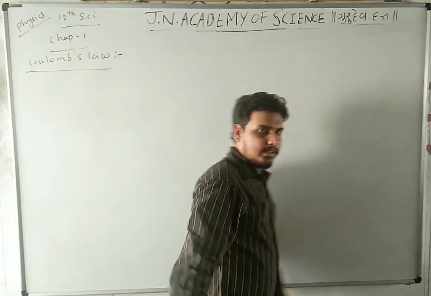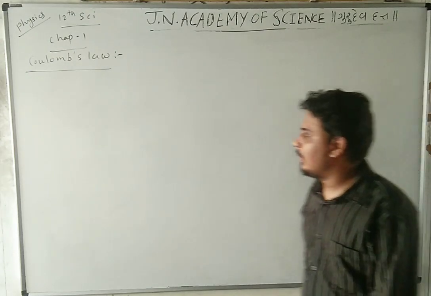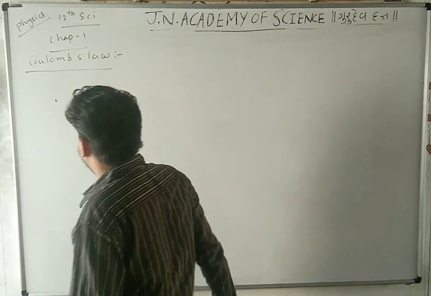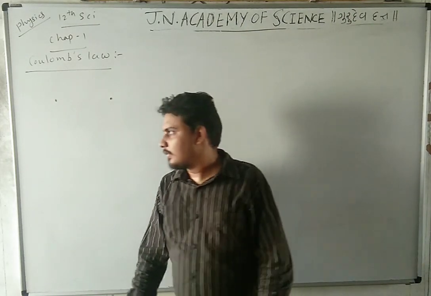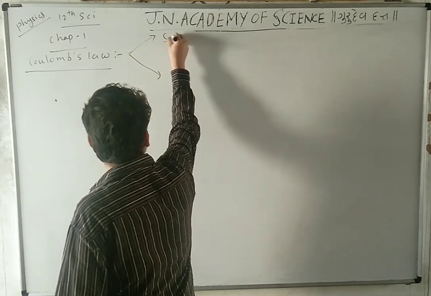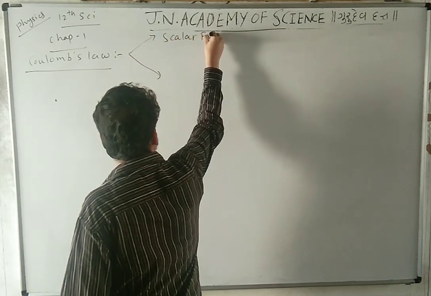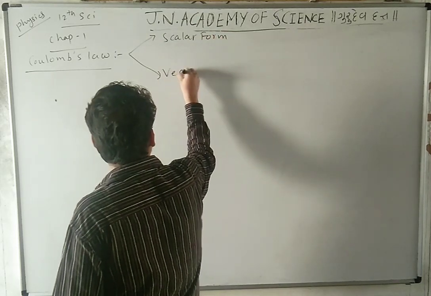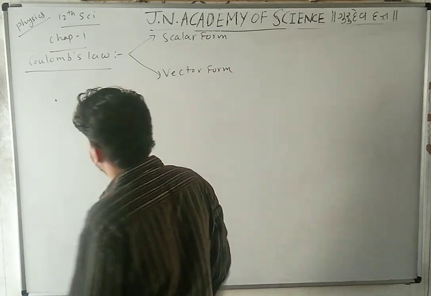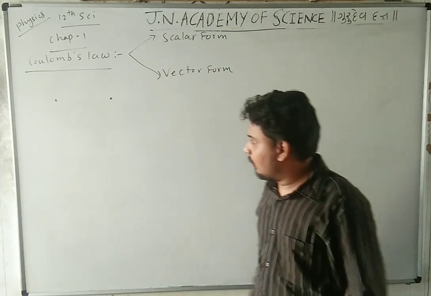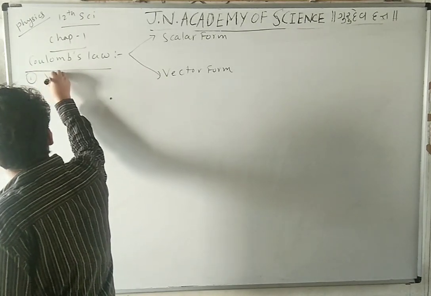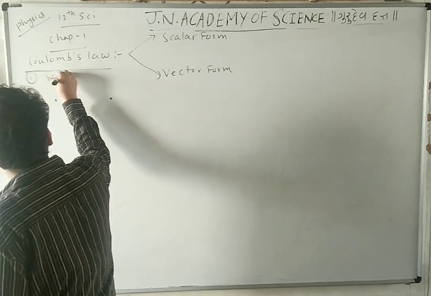So basically in this law we are considering 2-point charges. In Coulomb's law there are two forms, scalar form as well as vector form. So first of all we are seeing the scalar form.